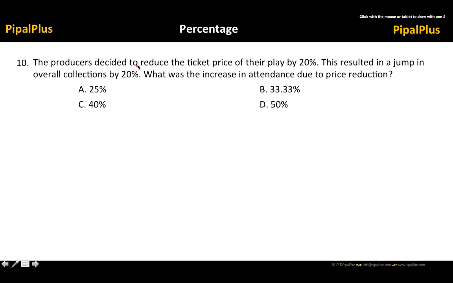The producers decided to reduce the ticket price of their play by 20%. This resulted in a jump in overall collections by 20%. Question is, what was the increase in attendance due to price reduction? Now, again, this is a question similar to what we've previously done. So the unit price, which is the ticket price, multiplied by attendance or the number of people, gives us total collections, right?